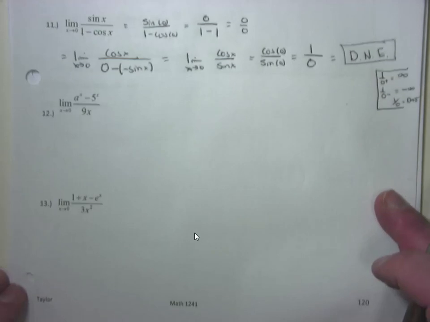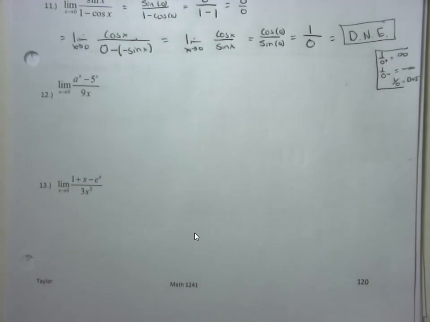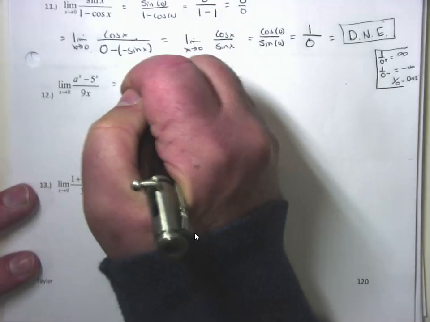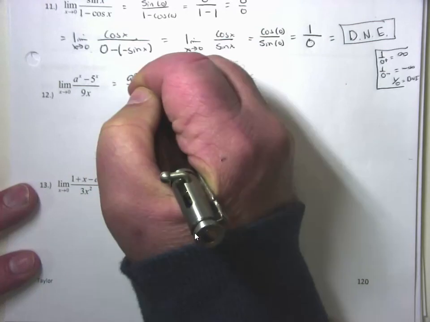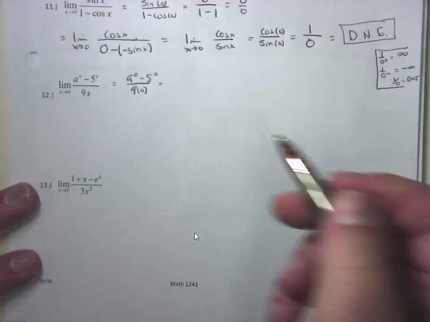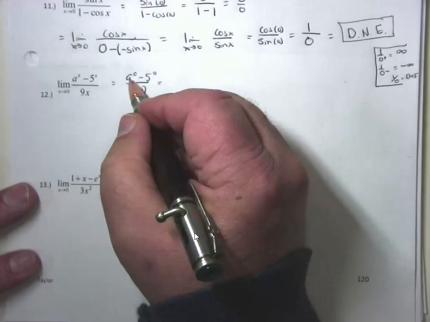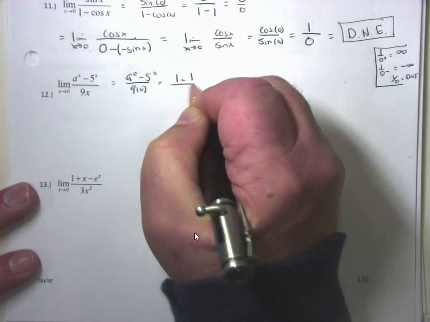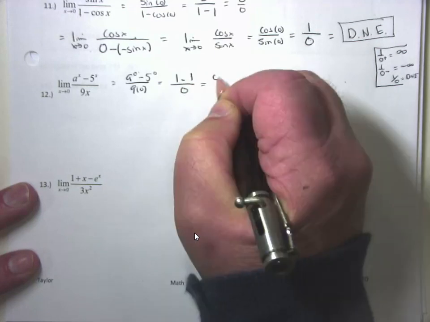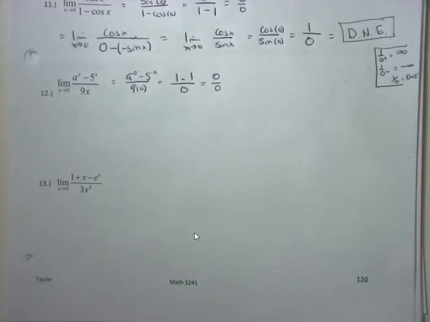Look at the next guy. Take the limit as x approaches 0 of a to the x minus 5 to the x divided by 9x. First rule of limits, plug it in. This would be a to the 0 minus 5 to the 0 over 9 times 0. Any a, base, obviously a number bigger than 0. Anything to the 0 power is what? 1 minus 5 to the 0 is 1 over 9 times 0 is 0. 1 minus 1 is 0. It's 0 over 0.